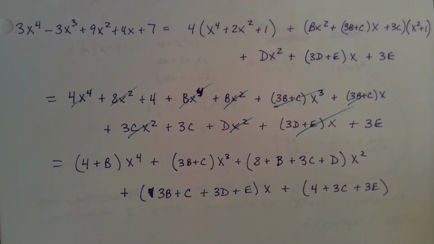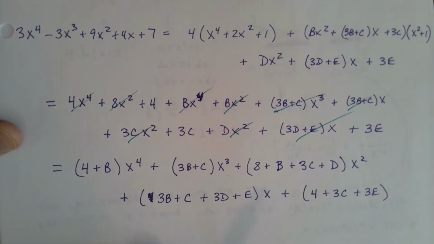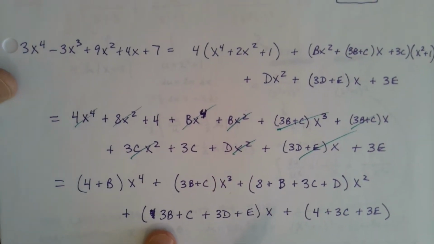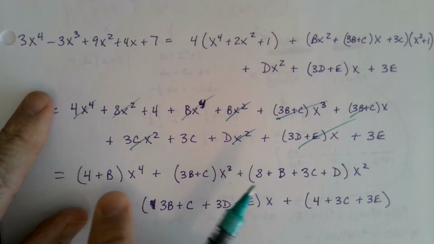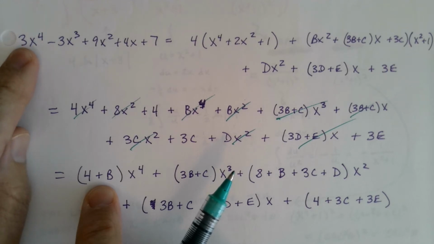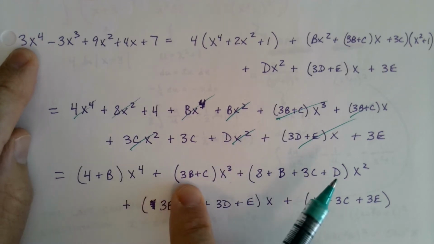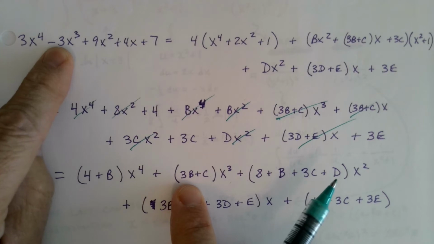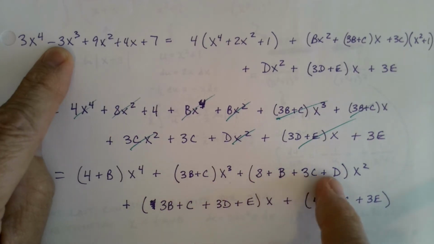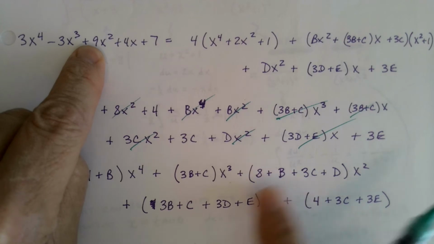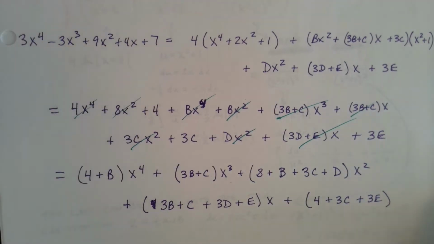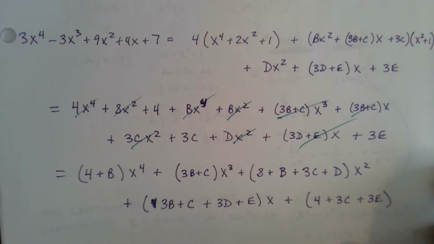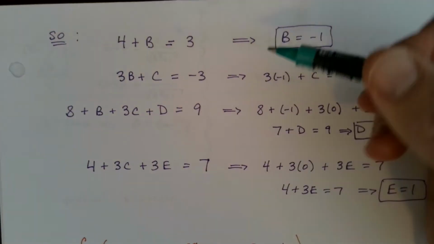Okay, so what have we done? After all that work, don't forget that all this stuff here is equal to this original polynomial. So what do we know about the x to the fourth coefficients? 4 plus b must be equal to 3. 3b plus c must be negative 3. 8 plus b plus 3c plus d must be 9. This stuff all has to be 4, and the constant term has to be 7. It's the method of undetermined coefficients. So I can now match up, and I get these 4 equations that I just stated.